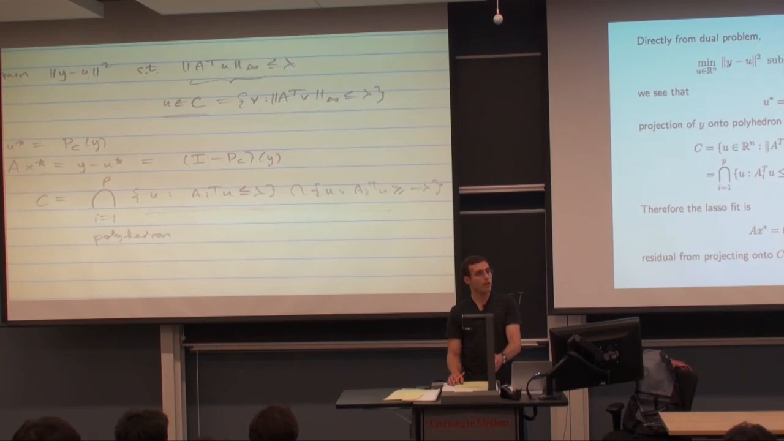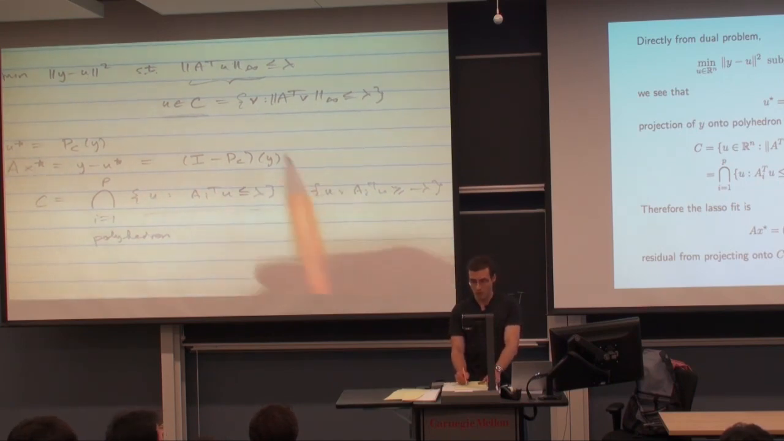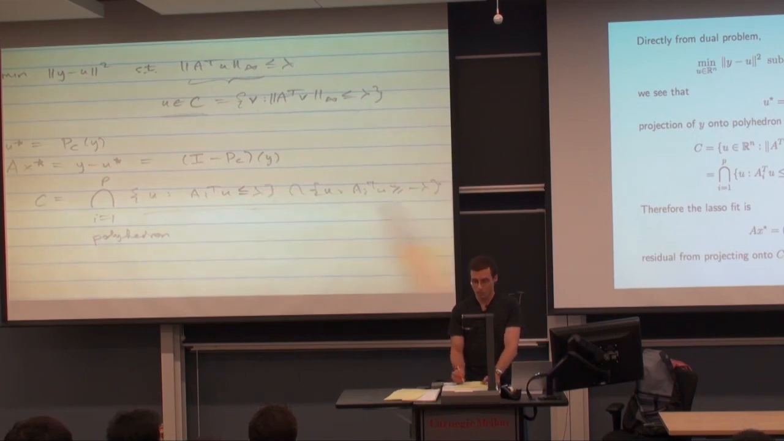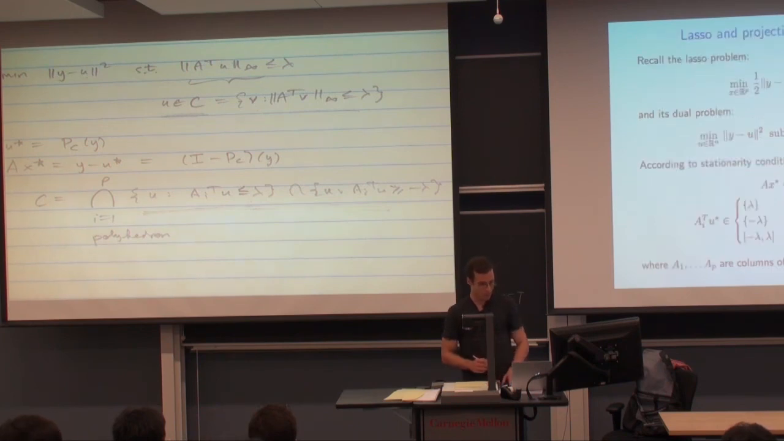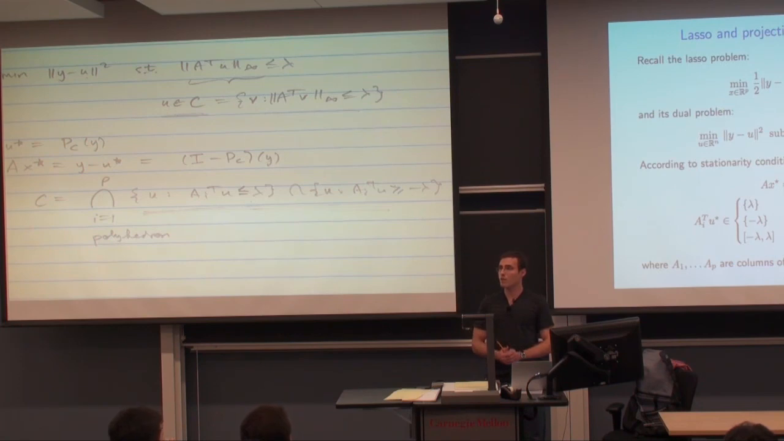So just in like 2 lines from the dual, I've established that the lasso fit is the residual from projecting Y onto a polyhedron. What's the polyhedron? It's this. That's very non-obvious from looking at the lasso problem. Right? If you look at this primal problem up there, that's not a very obvious statement, but it came out just from the dual in the primal dual relationship.